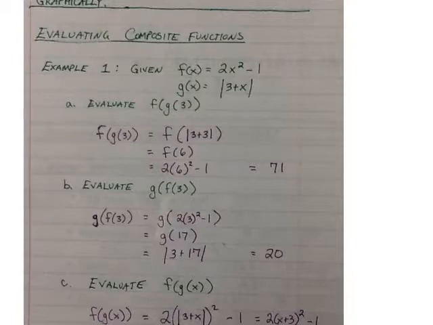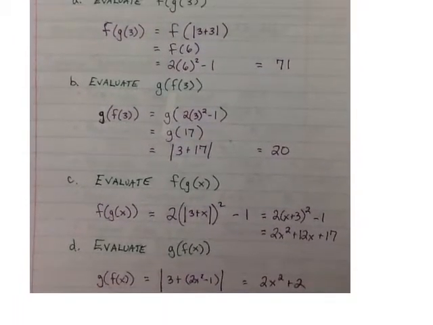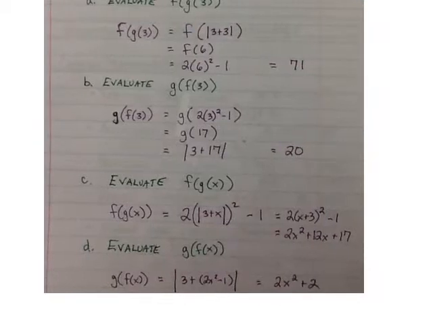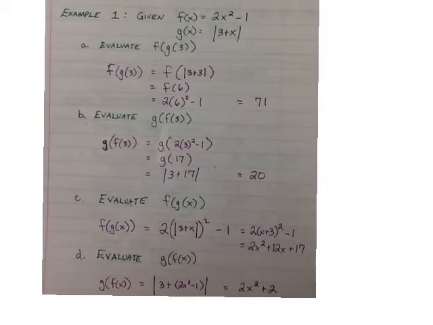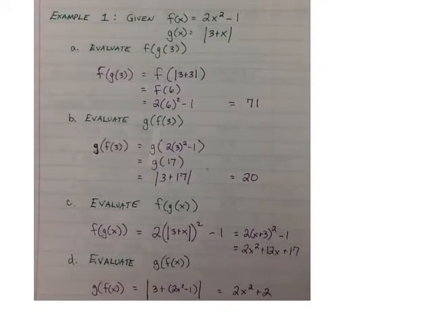And then we can also evaluate it for the variable. So in part C, instead of plugging a number in, I plugged the variable into it. So let's shrink this. f of g of x means we're going to take the whole function g and plug it into our f. So we have 2 times the quantity of the absolute value of 3 plus x, squared, minus 1. And if we square an absolute value, the absolute value kind of cancels itself out, and so I went through the process of simplifying it down into a polynomial here.